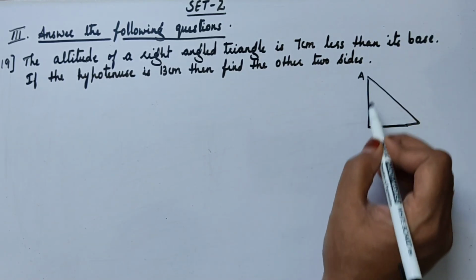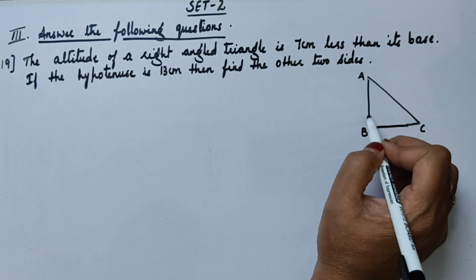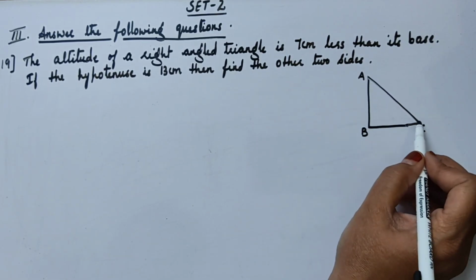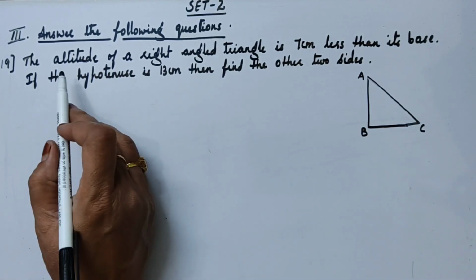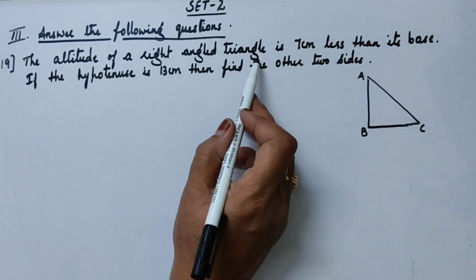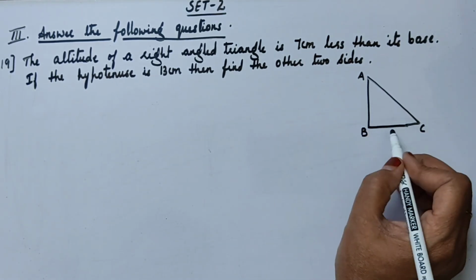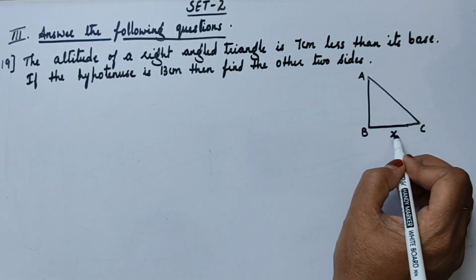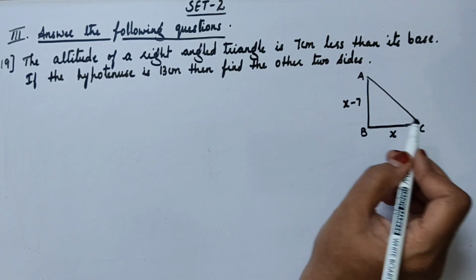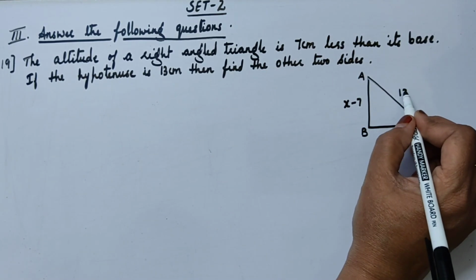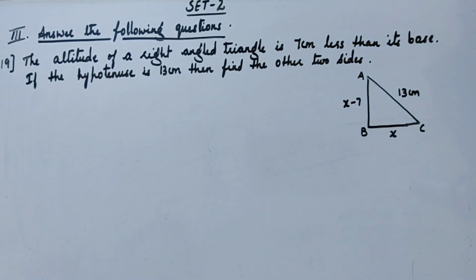Let me name this as ABC. Okay. Altitude. AB is the altitude, BC is a base, and AC is a hypotenuse, students. The altitude of a right angle triangle is 7 centimeters less than the base. Let me say base is x. If the hypotenuse is 13 centimeters, we need to find out the other two sides.